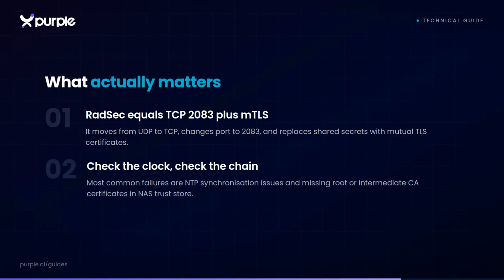When troubleshooting, check the clock and check the chain. Most failures come from NTP synchronization issues or missing root and intermediate CA certificates in the trust store.